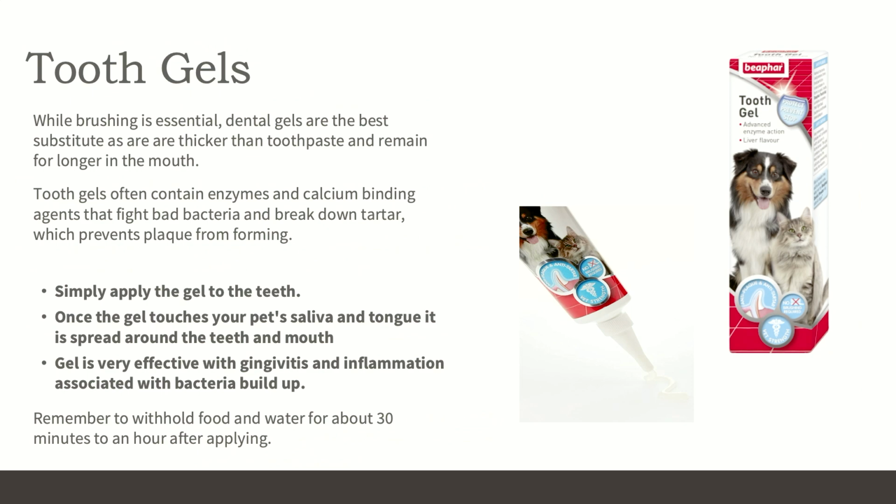There are alternatives as well, such as tooth gels. While brushing is essential, dental gels are the best substitute if you are unable to brush, as they are thicker than toothpaste and remain for longer in the mouth. Tooth gels often contain enzymes and calcium binding agents that fight bad bacteria and break down plaque, which prevents the plaque from further increasing to form tartar.